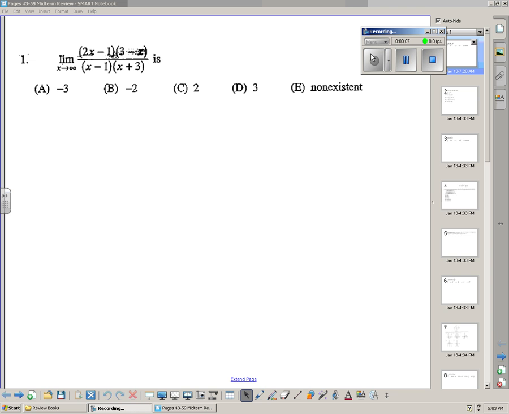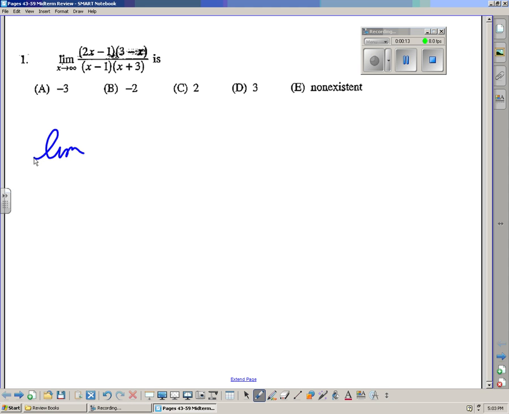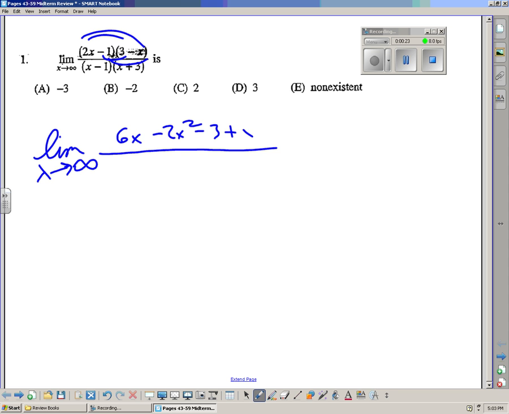First question, we have a limit as x goes to infinity of this whole thing. It might be a little easier to see what happens here if we multiply this out. So we would get 6x minus 2x squared minus 3 plus x over the bottom one. I'm going to do it in my head. x squared plus 2x minus 3.